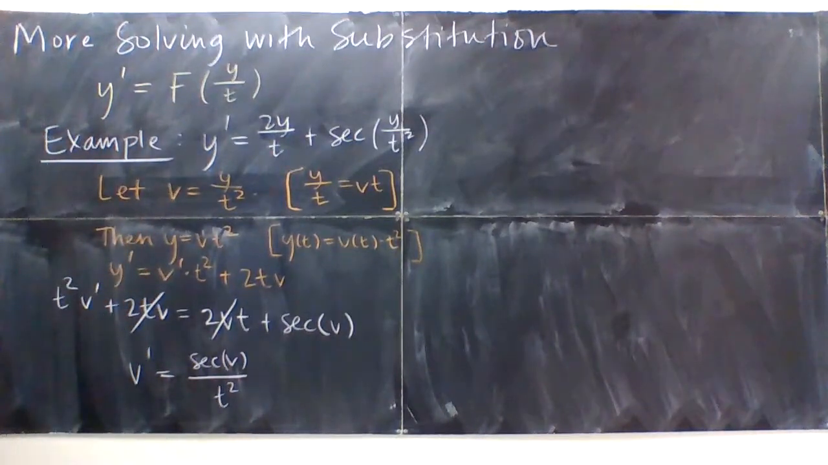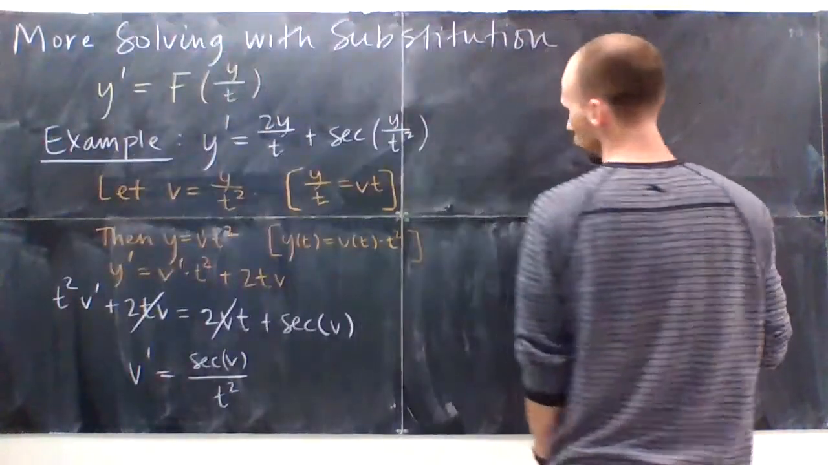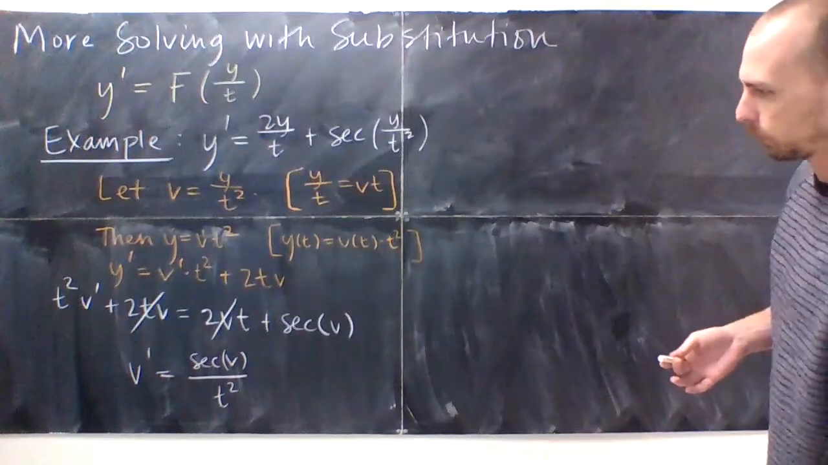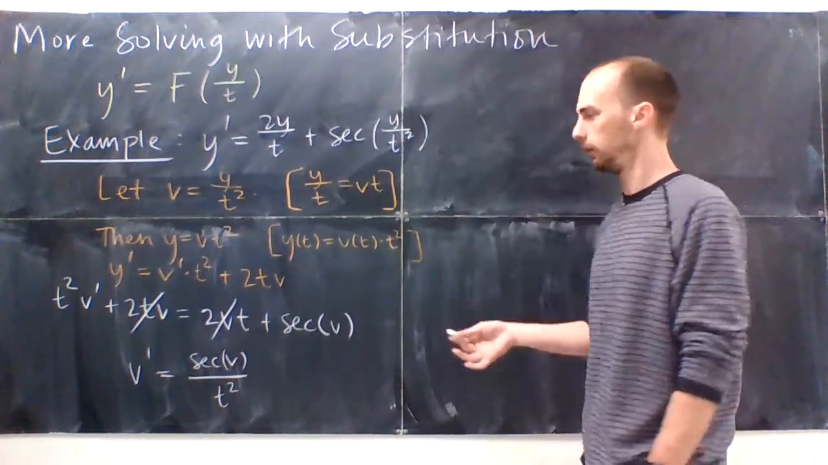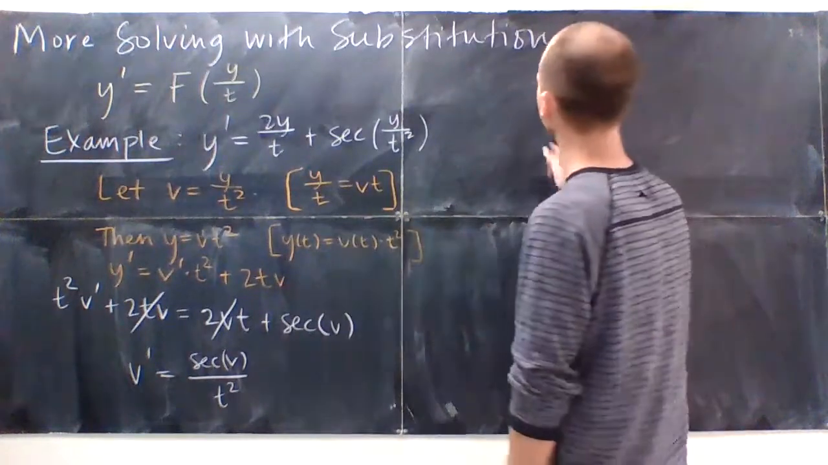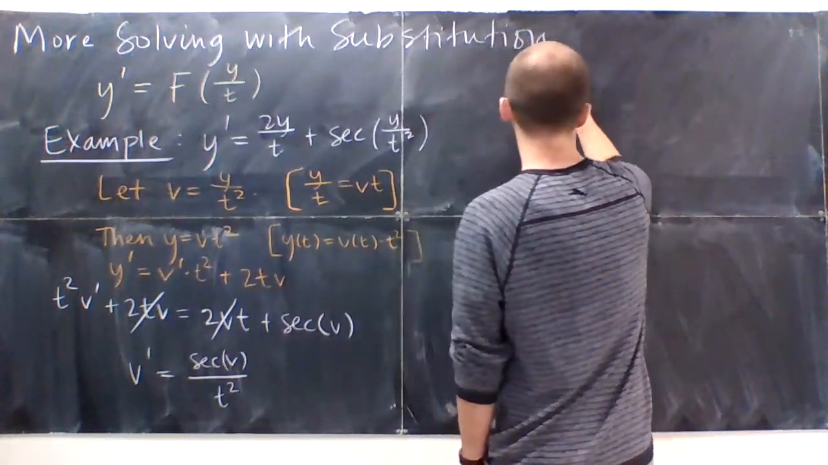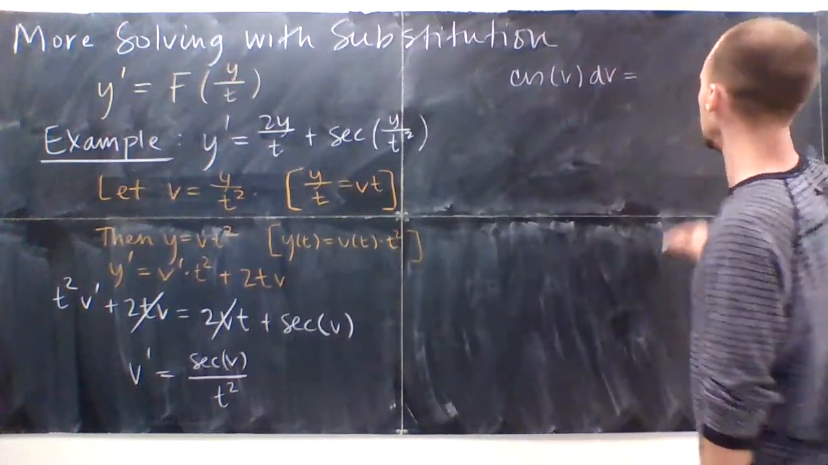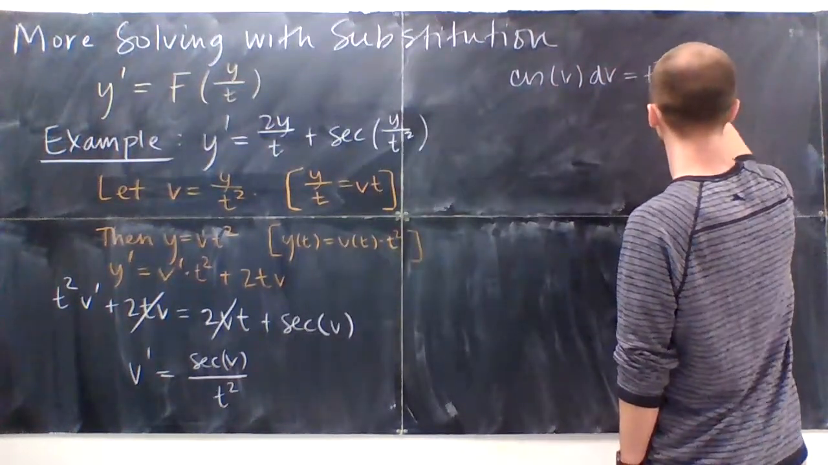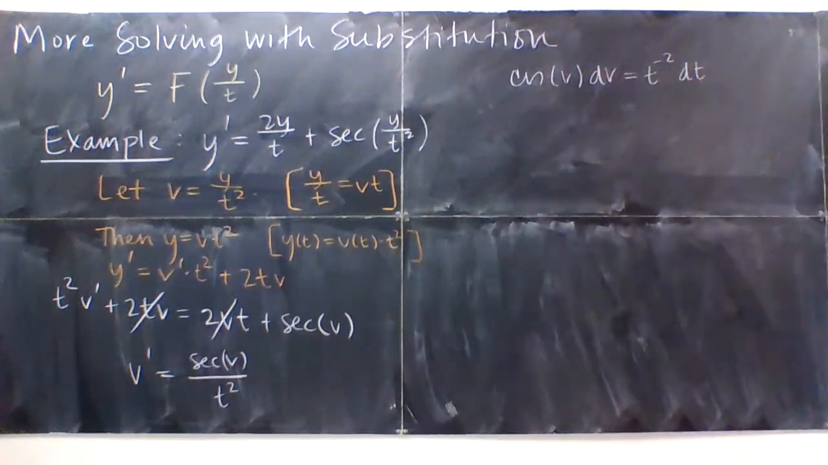Okay. Now, this is separable, right? I can go over here and I can say, well, what I'm going to do is I'm going to move the secant, I'm going to divide both sides by secant of v, which will give me a cosine of v on the left. So I'll have cosine of v dv equaling, what is it, t to the negative 2 dt. All right, we can deal with this.